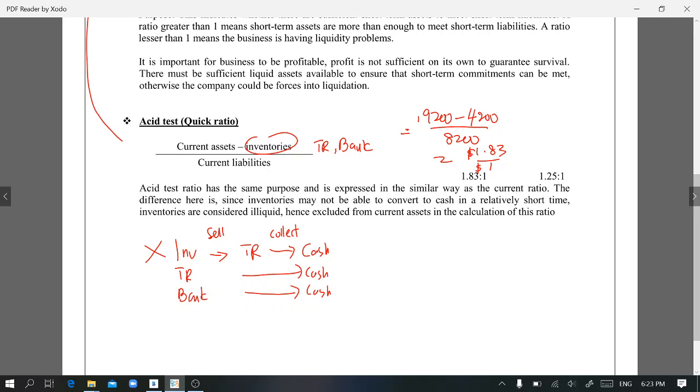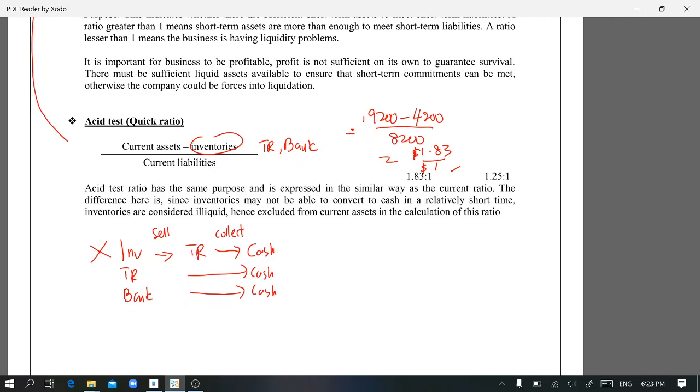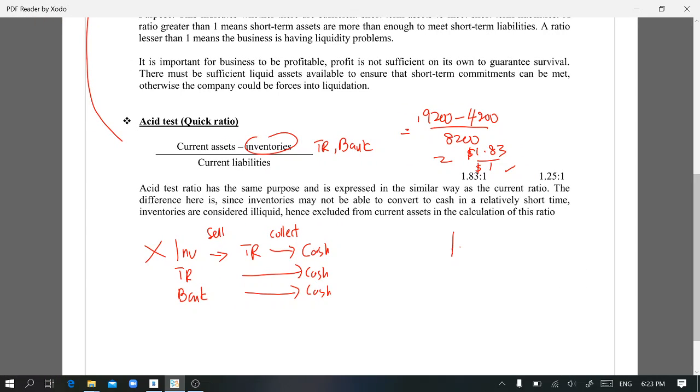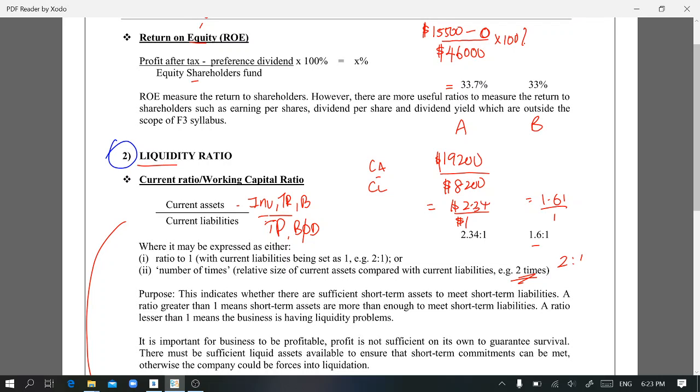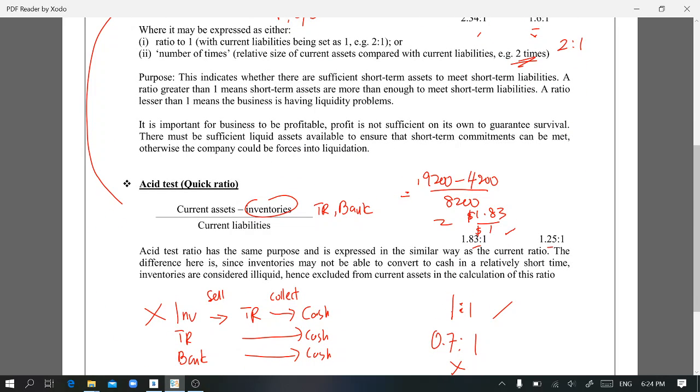So we call this the acid test ratio. Tomorrow if someone were to ask me to pay $1, do I have the ability to pay? Yes, 1.83. Ideally if it's 1 to 1, it should be okay. 0.7 to 1 means not good. This one is okay, but for the current ratio ideally it should be 2 to 1. However, when you calculate, you realize that the companies are 1.8 to 1 and 1.2 to 1, so it's okay. Both companies have no liquidity problem.